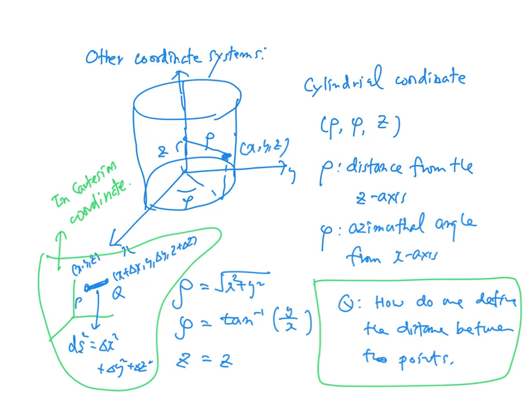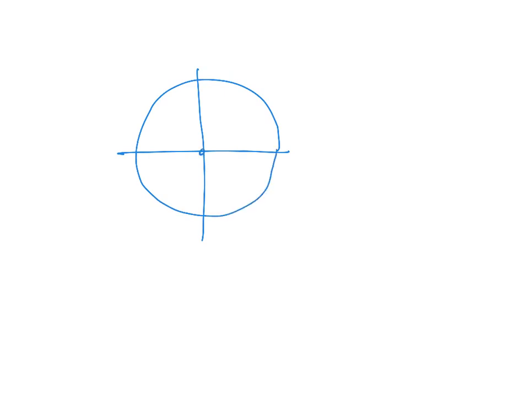However, in cylindrical coordinates it is a little bit different. So let's just draw a circle first. So this is the z-axis, this is x, y, and I have to draw another curve.